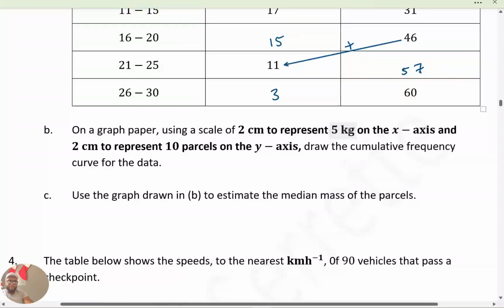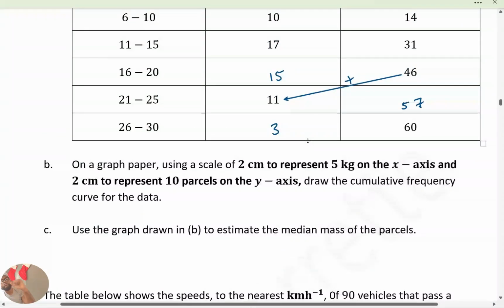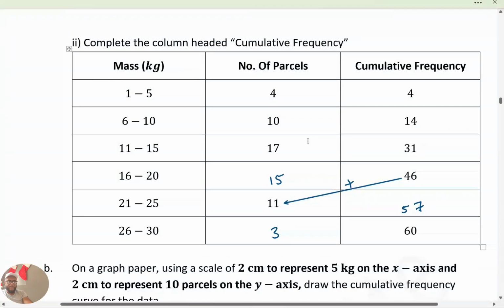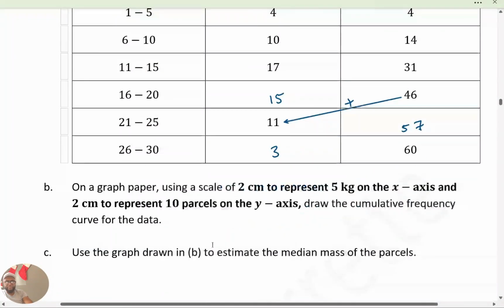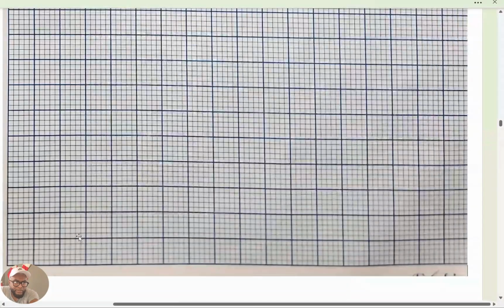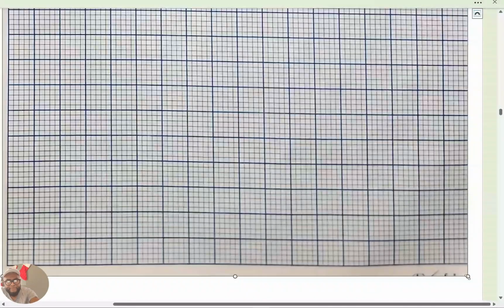On a graph paper using a scale of 2 centimeters to represent 5 kilograms on the x-axis and 2 centimeters to represent 10 parcels on the y-axis, we're going to draw the cumulative frequency curve for the data, right? So line up your graph there. Line up your graph, and then I'll show you all how to draw it. So let's put in our graph page here.